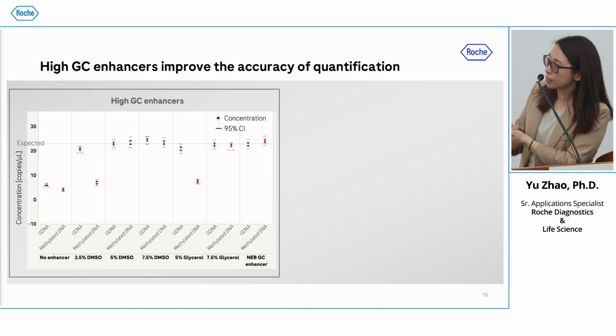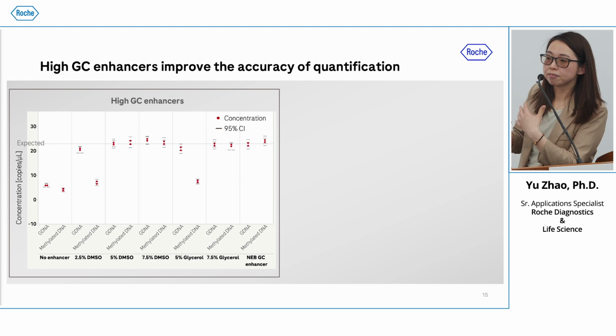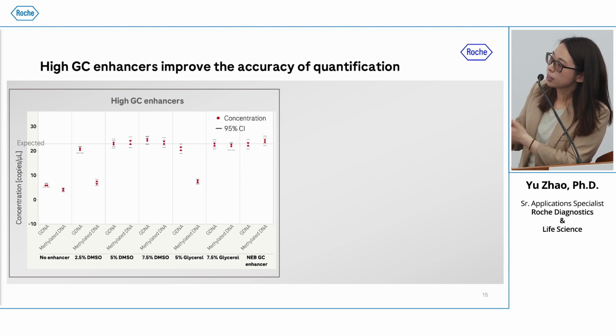The data shown here shows the impact on quantification with various high GC enhancers at different concentrations. Healthy human genomic DNA and methylated DNA positive control were measured here without enzyme treatment. As we observed, with no GC enhancers, the quantification results do not match the expected concentration.